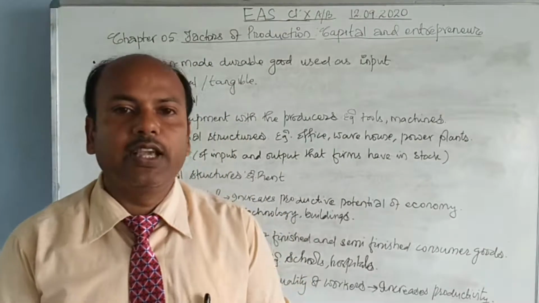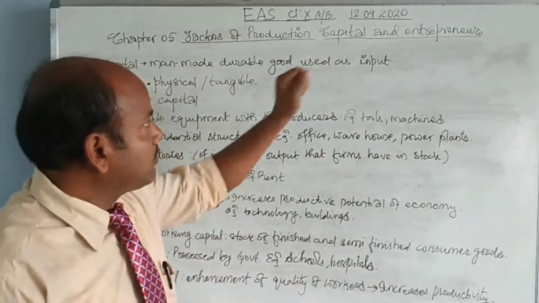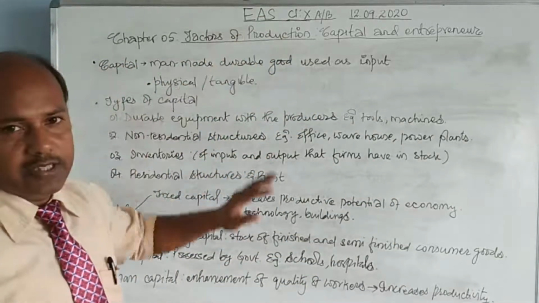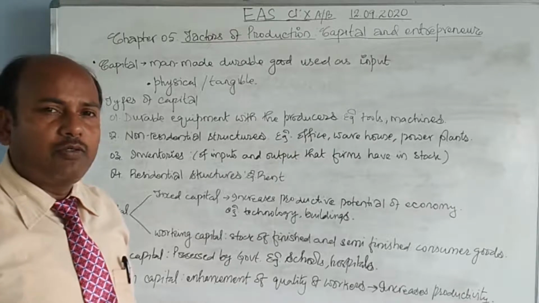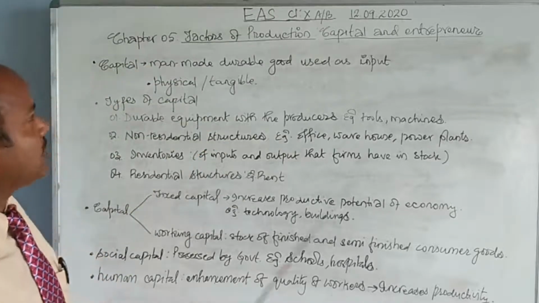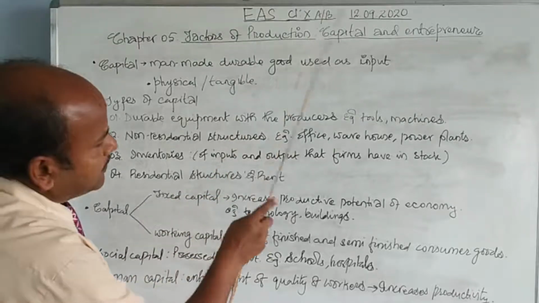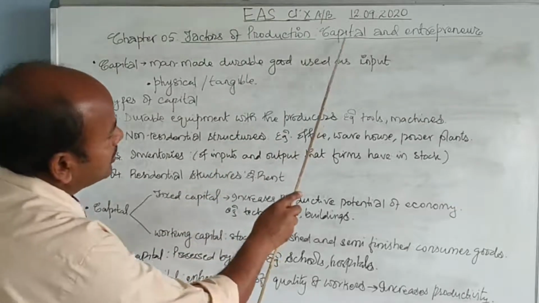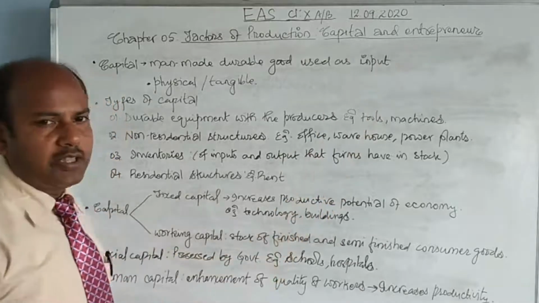My dear children, today is Saturday, the 12th of September, and this is economics class. Today we are going to begin a new lesson for you. This is chapter number 5 and it is called the factors of production. Specifically, we are going to discuss capital and entrepreneur in this chapter.